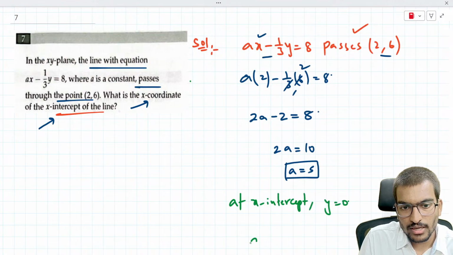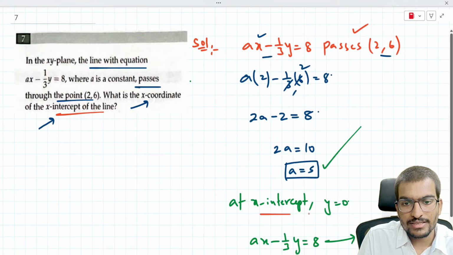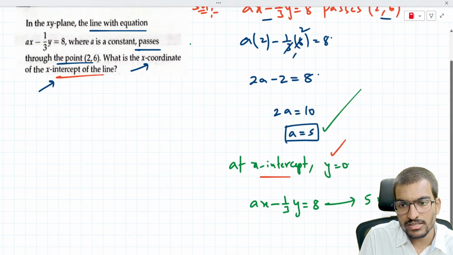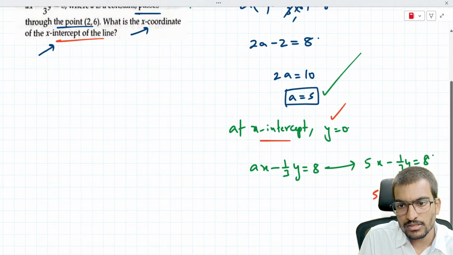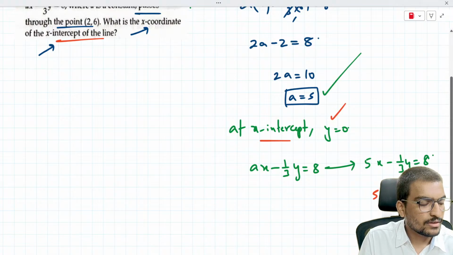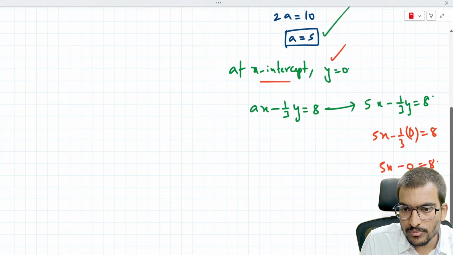So now my ax minus 1 by 3y equals 8 turns into, using A, 5x minus 1 by 3y equals 8. I need the x-intercept. At the x-intercept the y value is 0. I just consider this value 0, rest as it is. 5x minus 1 by 3 times 0 equals 8, so 5x minus 0 equals 8. x equals 8 by 5. Is that clear? Or else you can write x equals 1.6.